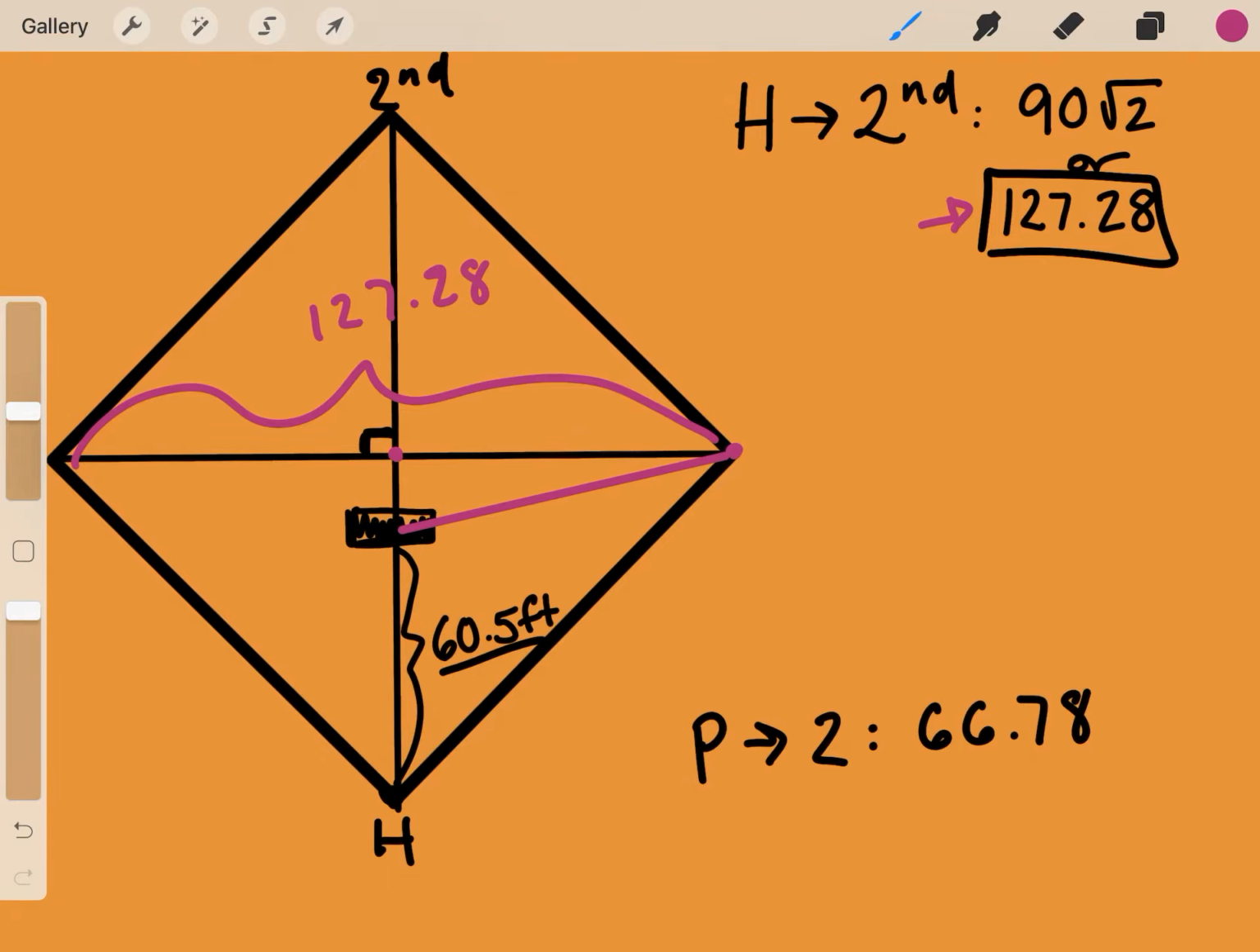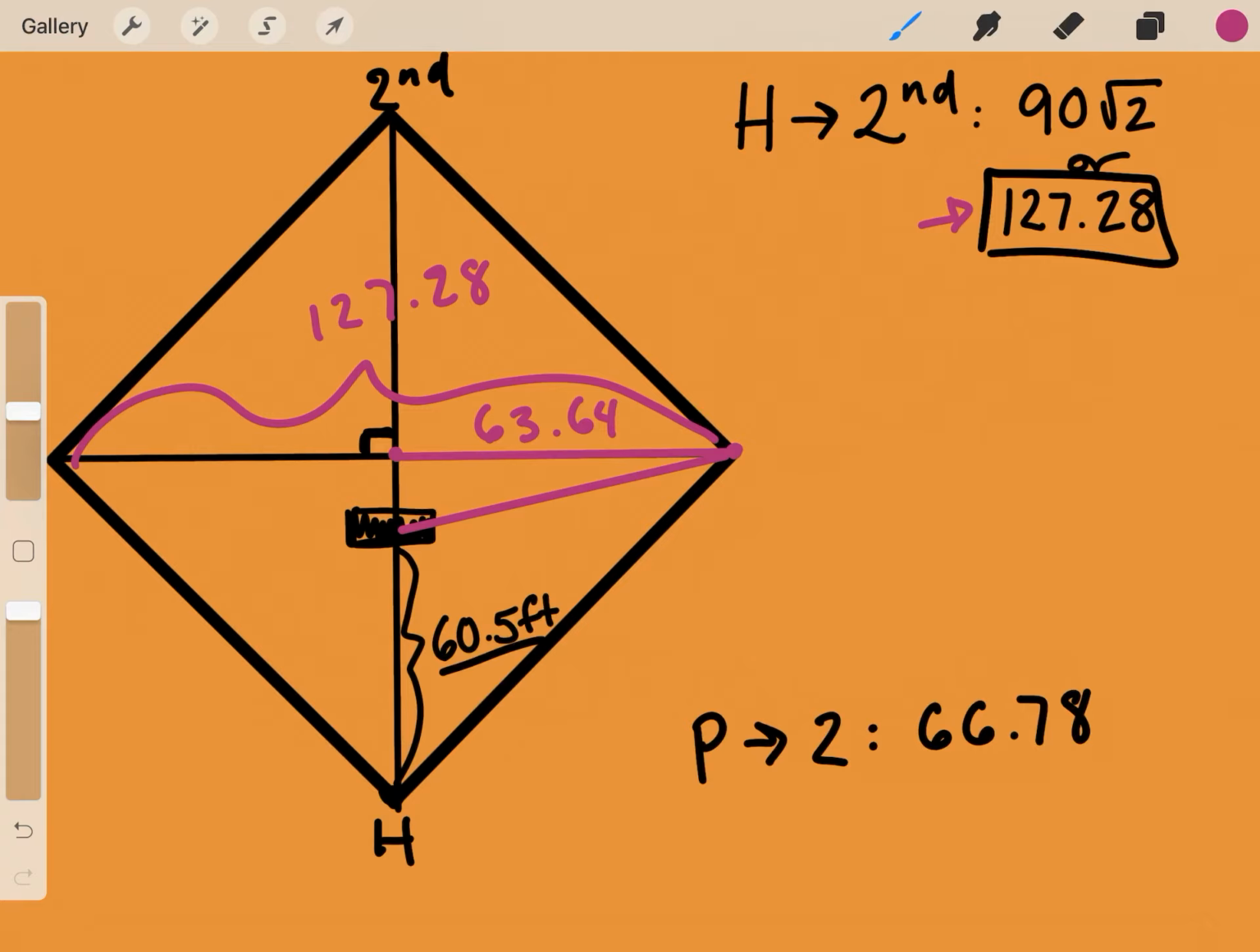It's going to be 127.28. So if I want to find out just what it is for this leg of the situation, I'm just going to take that 127.28 and I'm going to divide it in half. When I do that, I get 63.64.